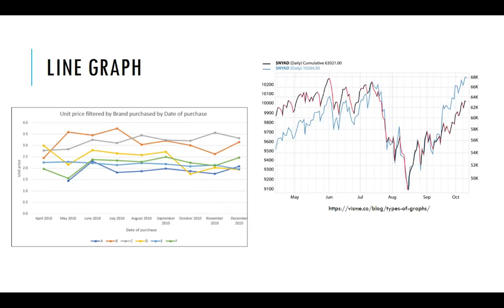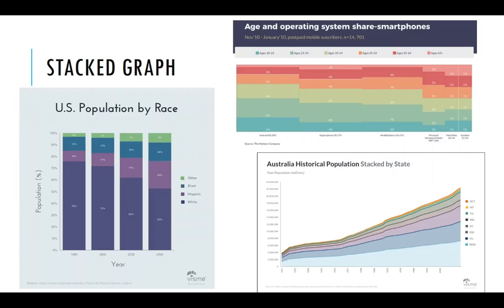We're all very familiar. We're familiar with the line graph. And you see 2 examples here. Both of them have more than one line. They're color-coded. Of course, when we work with colors, we need to have some kind of legend. So we see on the left, we're looking at the unit price filter by brand. Whatever we're talking about here, we've got A, B, C, D, E across the bottom to tell us our legend. And on the right, we see some stock indexes being graphed. So again, line graphs, simple construct.